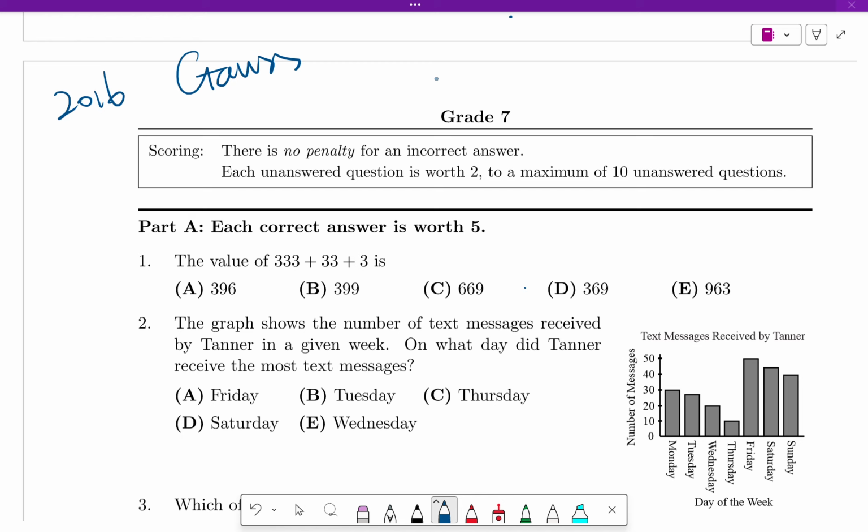Question 1. The value of 333 plus 33 plus 3 is... So this expression could be written as 333 plus 36, which is 369. Option D would be correct.